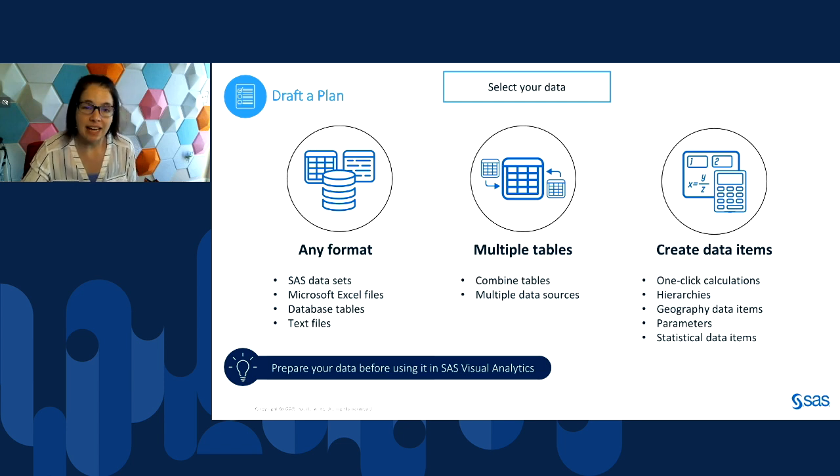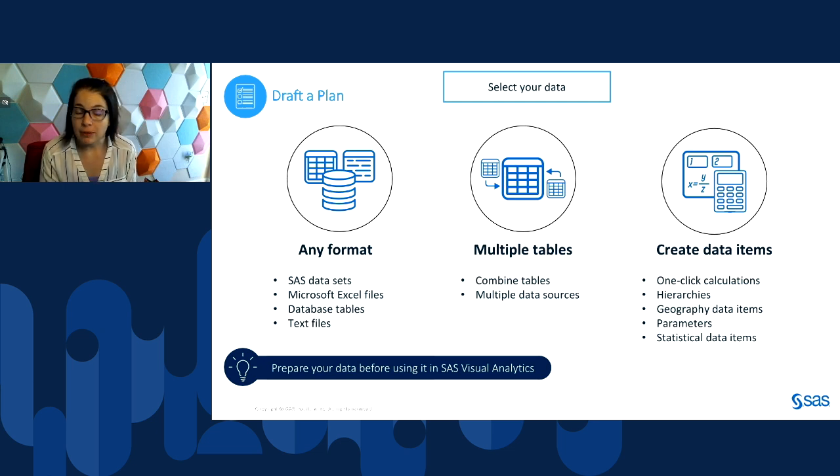So when I select my data for visual analytics, I need to keep in mind that my report can be built on data that's any format. This can be SAS datasets, Microsoft Excel files, database tables, or text files. It doesn't really matter as long as I load the data to CAS. In addition, my report can contain multiple tables. In visual analytics, I can combine tables using a join and use multiple data sources to build the report.